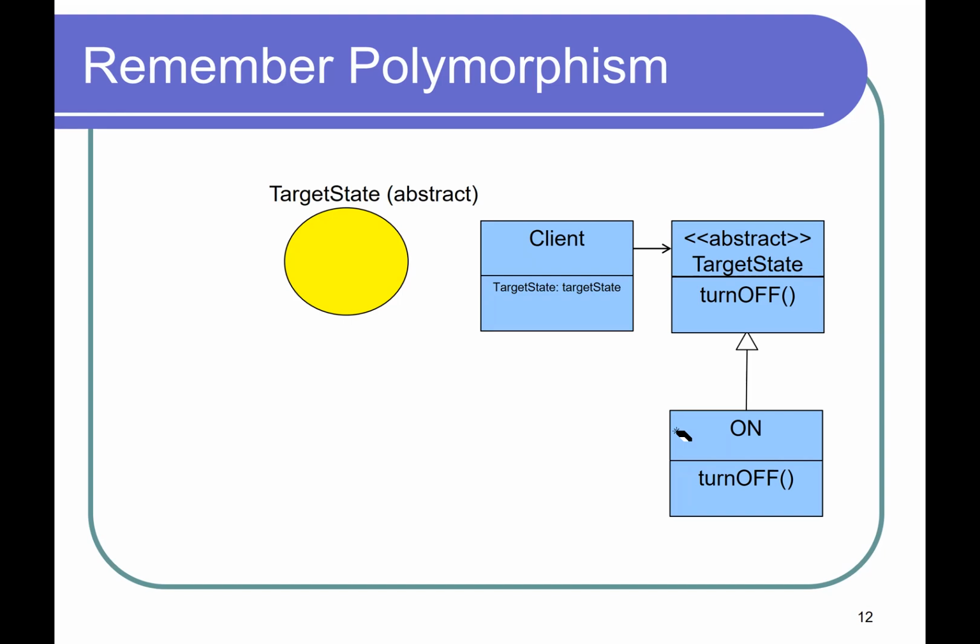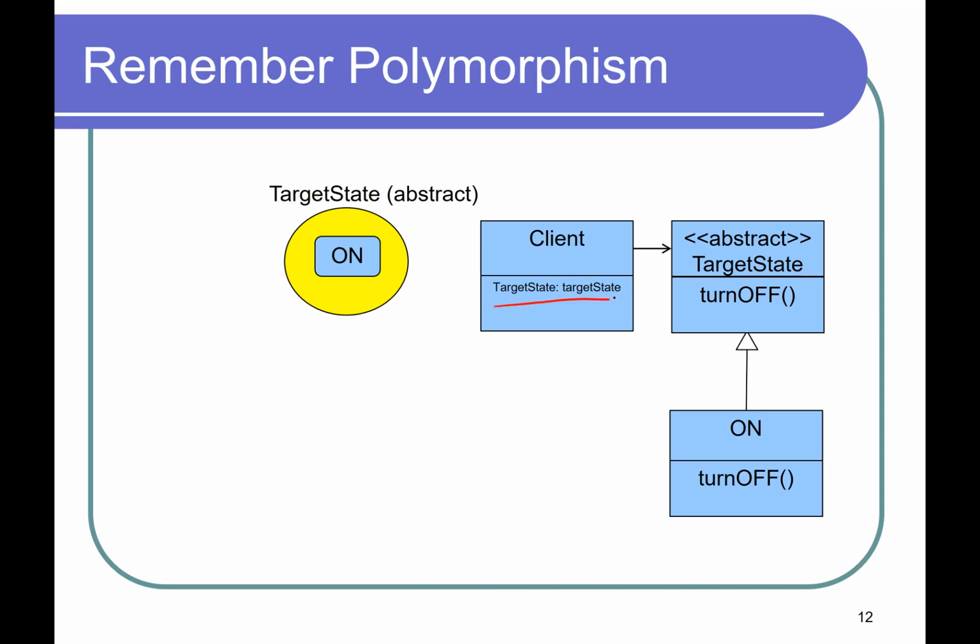Now, assuming you have this setup over here, we have a client, all right, and it is calling upon some sort of a target state. So it has a variable of type target state in its code, as you see over here. All right. And one of the concrete targets is the on class. Okay. So it's one of the states. The concrete state is the on class. Okay. Type.